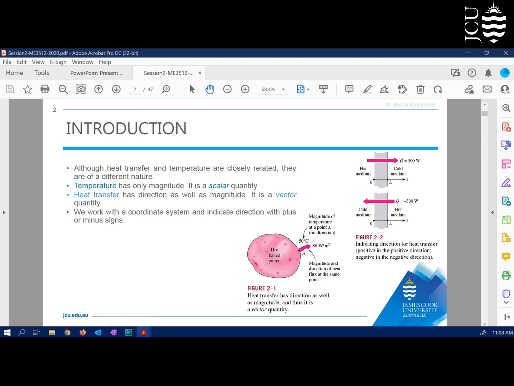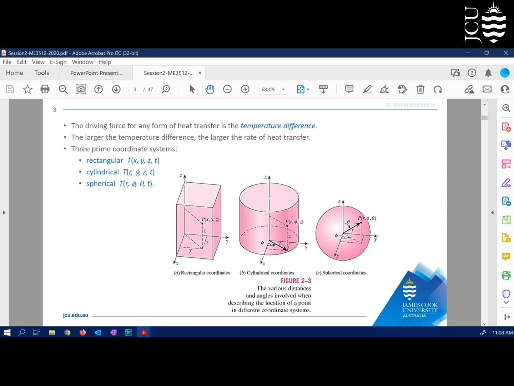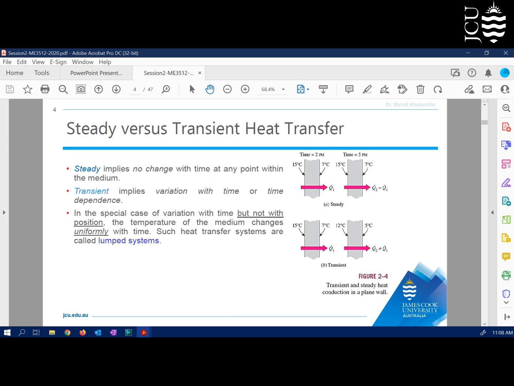It can be a positive direction or a negative direction. That is why it is important for us to see what the direction of the x or y axis is. Then it will be useful to have the vector and the direction. Because the heat transfer rate or heat flux are vectors, we need to see what coordinate system is important. So it can be a rectangular, cylindrical, or spherical coordinate system.